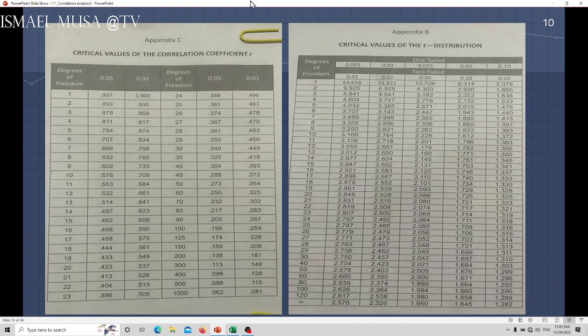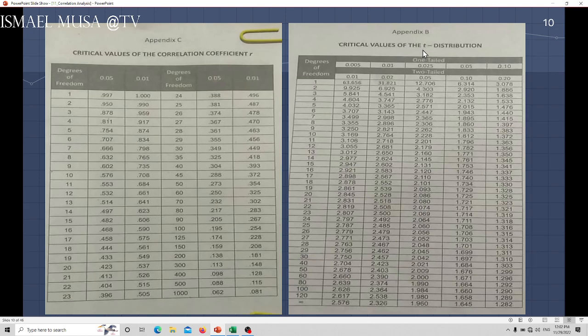Now, by the way, class, these are the sample critical values of correlation. You can find this in some of the statistical books. Get a copy of them so that you will be guided, because this is where we get our critical statistical value, or sometimes you call it the tabular value. So we have critical values of the correlation coefficient r, and critical values of the t-distribution.